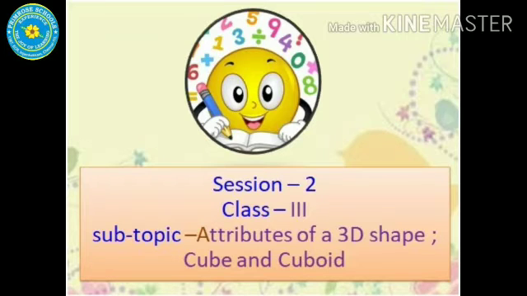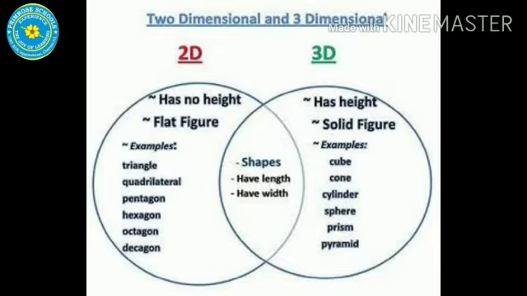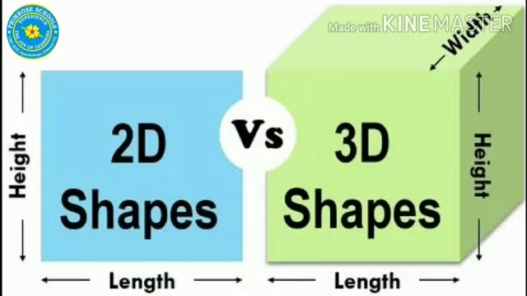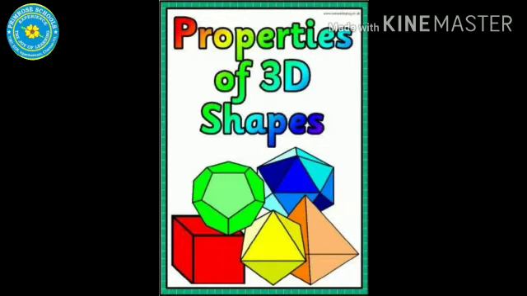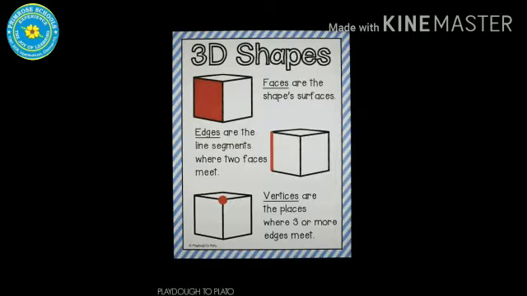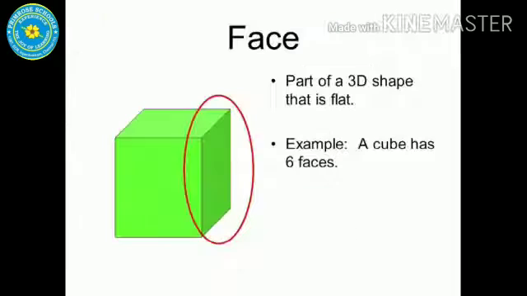In the previous session, we did a small recap on 2D shapes and how 3D shapes differ from 2D shapes. In that, 3D shapes have one extra dimension, which is the width or the depth. Today, we are going to see the attributes of a 3D shape, or the properties of a 3D shape. There are three properties of a 3D shape. They are faces, edges and vertices.